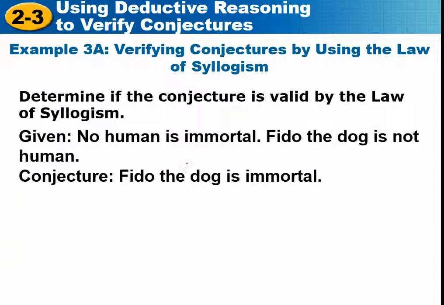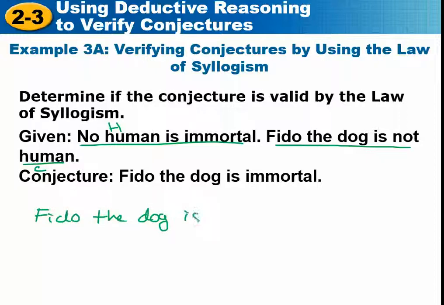All right, let's do another example. Here's the thing about the law of syllogism. You can reorder your first two sentences if you want. So here we have: no human is immortal. Fido the dog is not human. See how the first sentence starts with something about being human, and Fido the dog is not human? I'm going to reorder this. I'm going to write that Fido sentence first: Fido the dog is not human. And then the second one, no human is immortal.